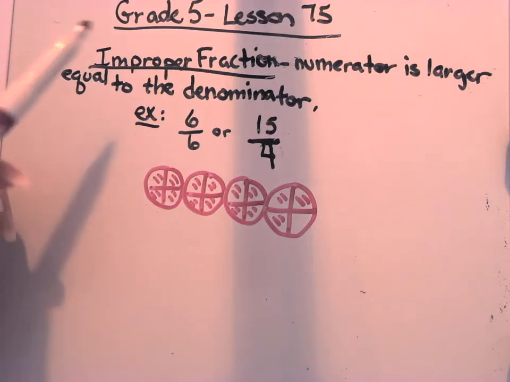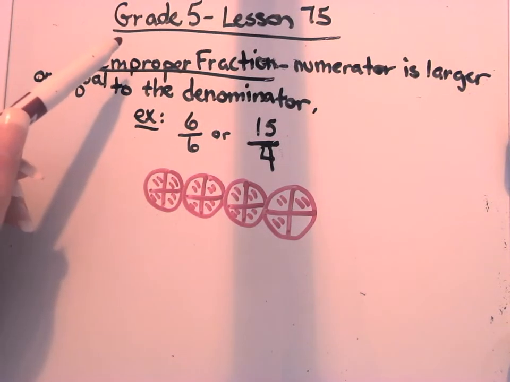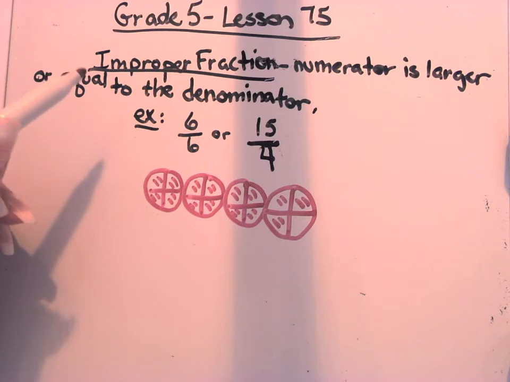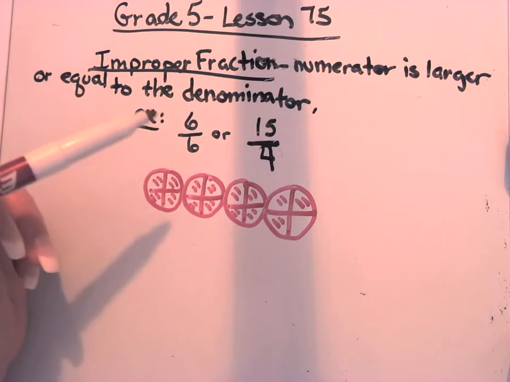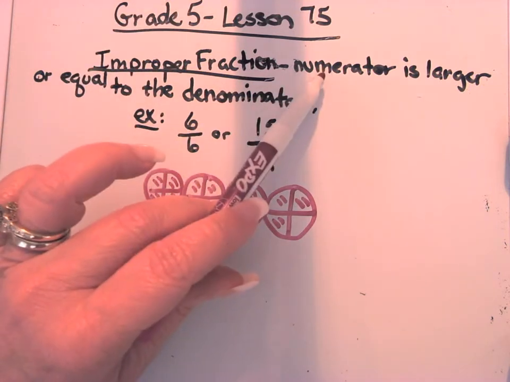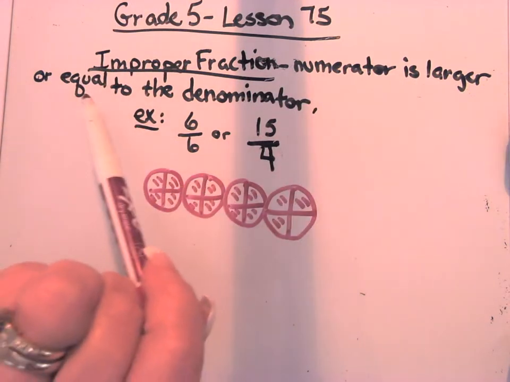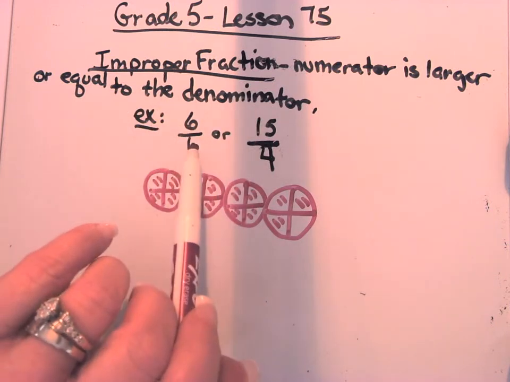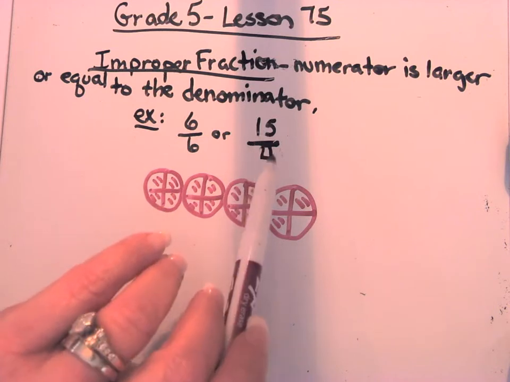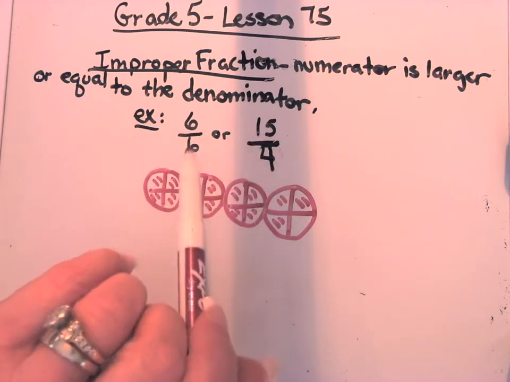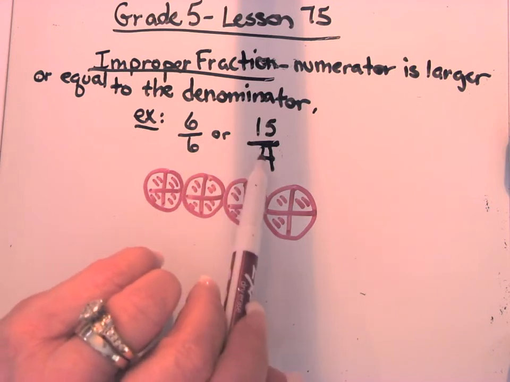Okay, this is grade 5, lesson 75, and we're talking about turning improper fractions into whole numbers or mixed numbers. An improper fraction is when the numerator is larger than or equal to the denominator. Some examples of that are 6/6 or 15/4.